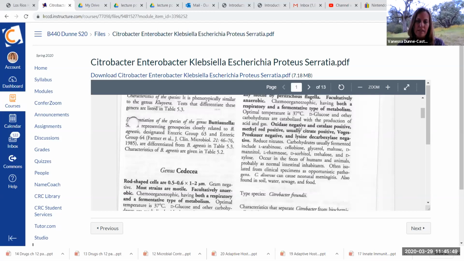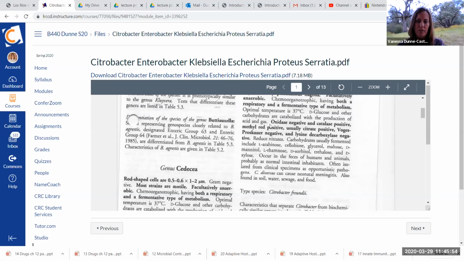Glucose and other carbohydrates catabolize with the production of acid and gas. That's a really good thing to note. So definitely glucose fermentation with gas production. Here, oxidase negative, catalase positive, methyl red positive. Usually don't regard that one, so you don't want to write this one down yet. Voges-Proskauer negative, lysine decarboxylase, which we don't have.